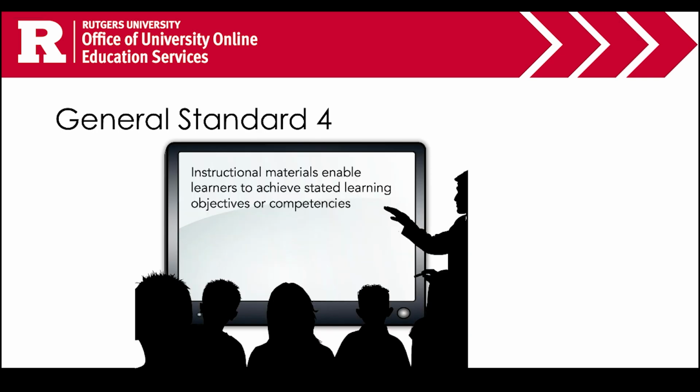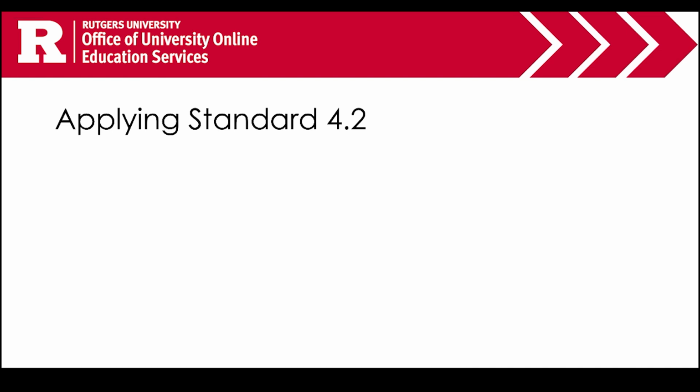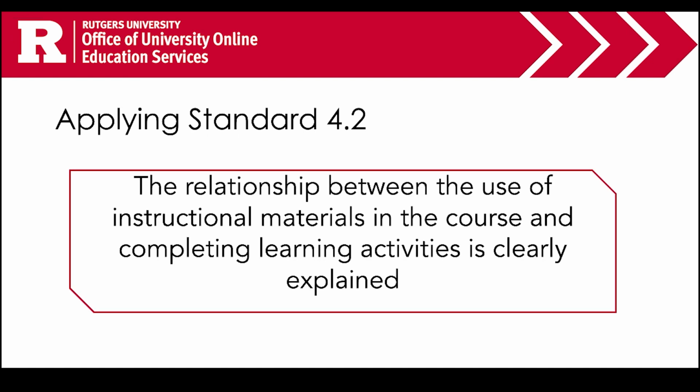The last standard we will look at in part 1 of this video series is General Standard 4, which deals with instructional materials. Instructional materials should be cogent, demonstrate the skills students are trying to master, and enable learners to achieve the stated learning objectives. Let's focus on Standard 4.2 to see how this can be applied to online courses. Basically, students should clearly understand how material presented in your course will help them to complete coursework.